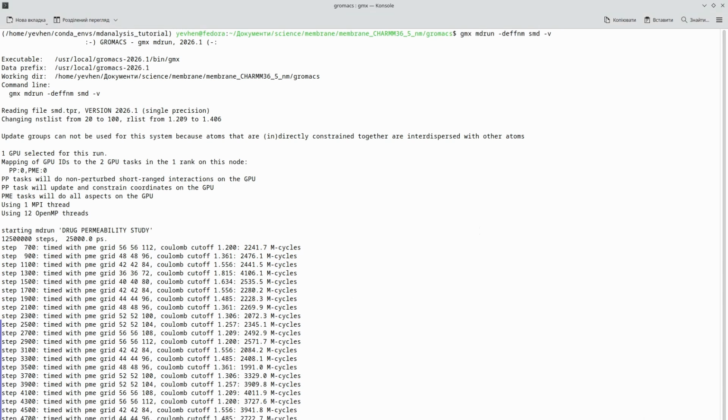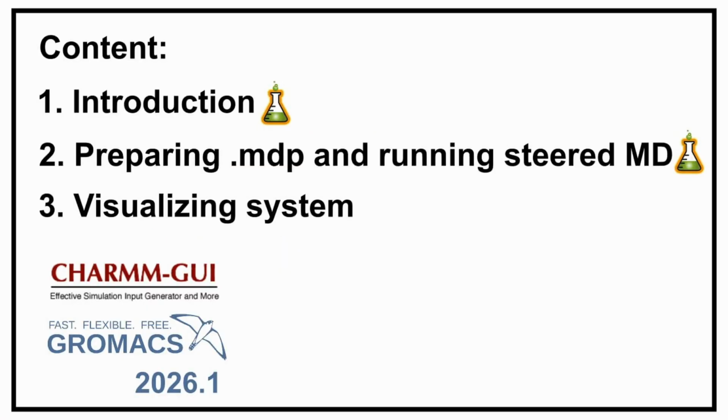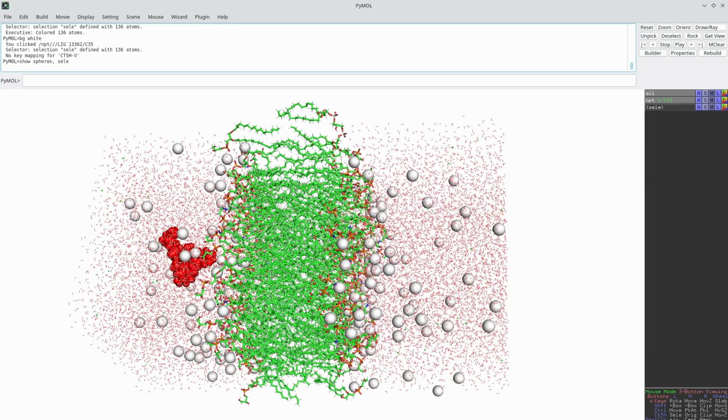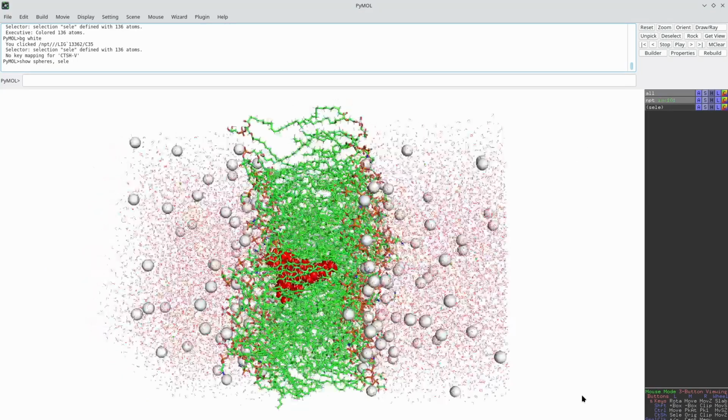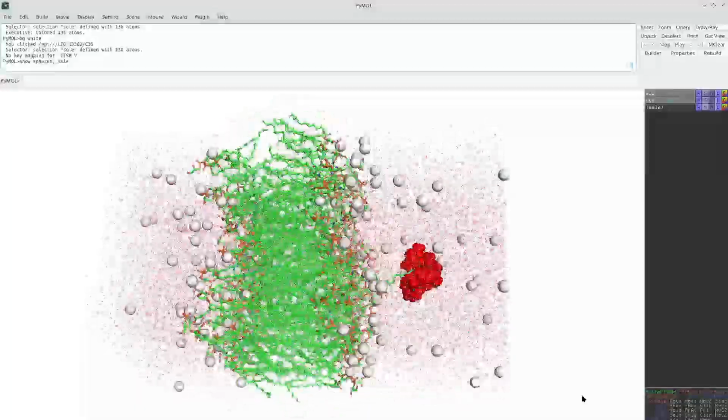It is not limited to just drug permeability studies. You can use pulling MD and enhanced techniques for different stuff. Instead of just pulling in some direction, you can, for example, define an angle of rotation and rotate some part of a molecular mechanism and do other stuff depending on your needs. And this is how the trajectory looks like. In the future, I'm going to cover other enhanced sampling methods, particularly AWH, but I'm not sure how soon.